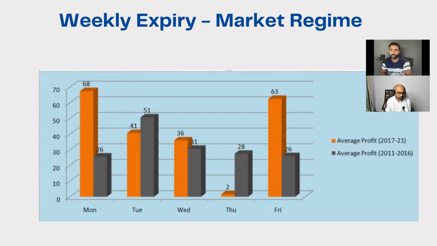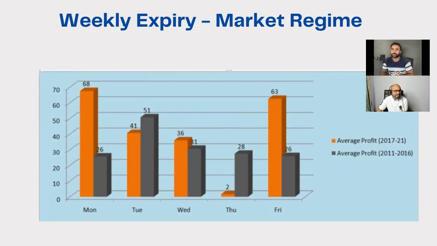The black box that you see is nothing but how it performed from Monday, Tuesday, Wednesday, Thursday, Friday. So between 2011 and 2016, on every day, the average profit per day is almost the same. Monday, Tuesday, Wednesday, Thursday, Friday. It varies between 25 and 45 levels between 2011 and 2016.